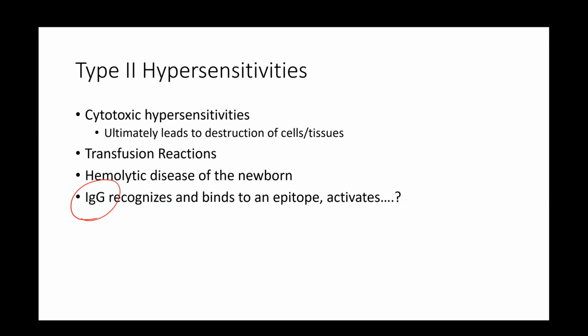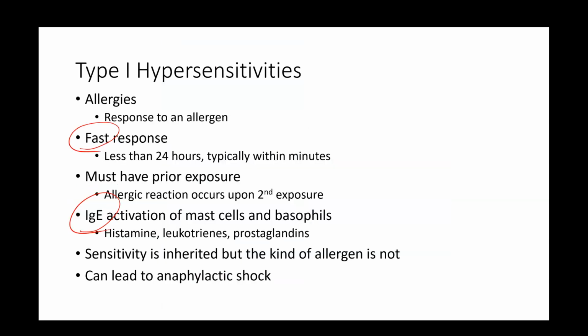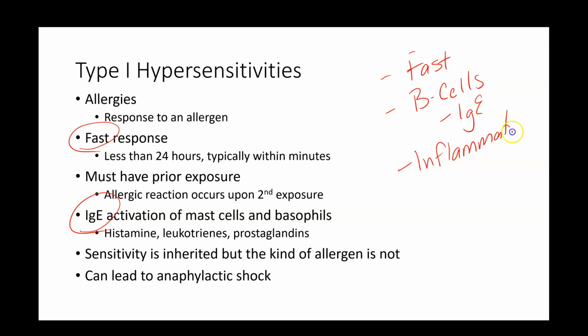Let me back up for just a second. If we think about type 1 hypersensitivities, I want you to think about fast, the fact that it's B cells, specifically IgE, and its big problem, if you will, is inflammation, which is really dangerous. Again, severe type 1 reactions can lead to anaphylaxis and shock and death, right?